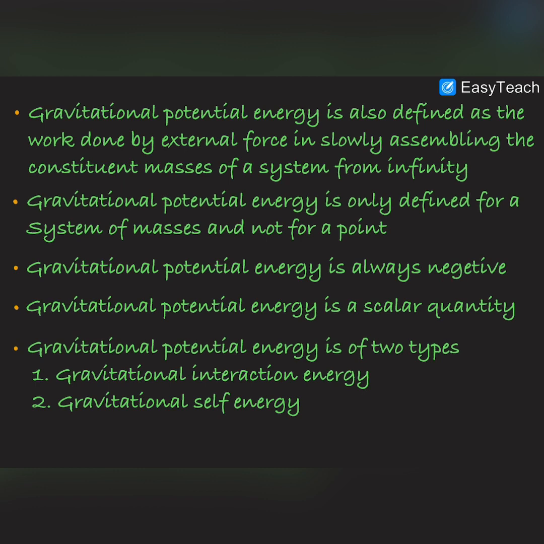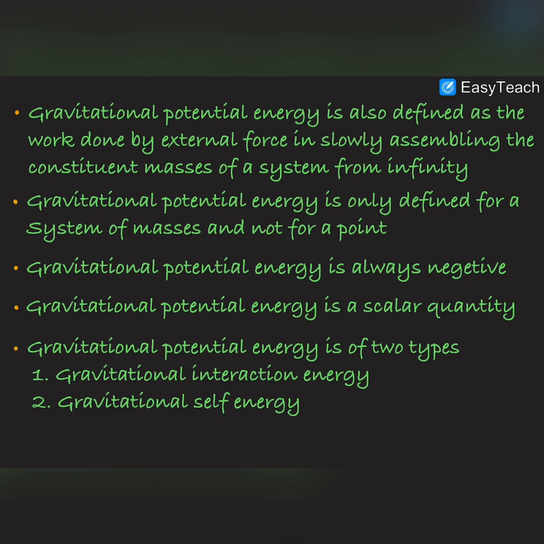Okay, so if in some question the assertion is that the gravitational potential energy is always negative, and the reason is that the gravitational force is always attractive in nature, then the assertion is correct, the reason is correct, and the reason is the correct explanation for the assertion. Now the gravitational potential energy is a scalar quantity.